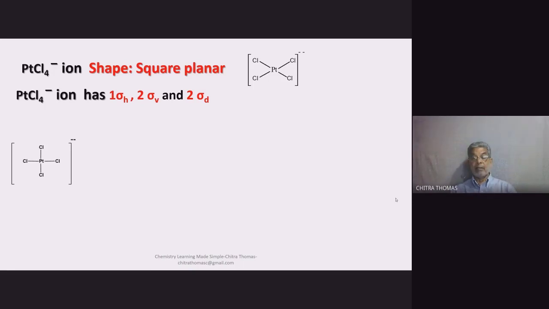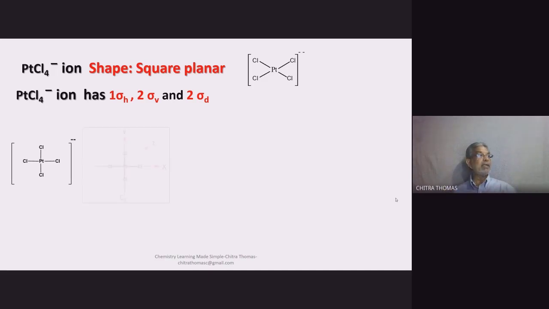This is C4. So, the plane containing the molecule is the horizontal plane. Then, there are four vertical planes. Say, this is one vertical plane, this is a second, a third, and a fourth. The first two are the real vertical planes, whereas these two planes bisect the angle between two C2 axes. So these are dihedral planes.